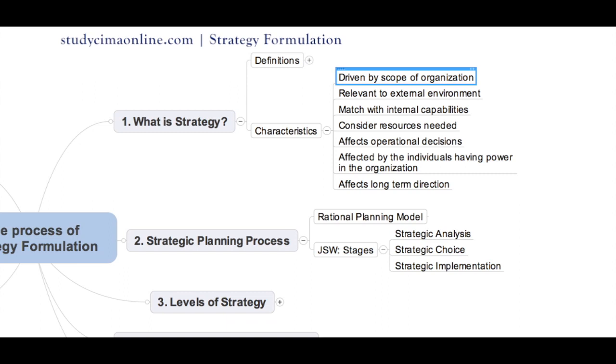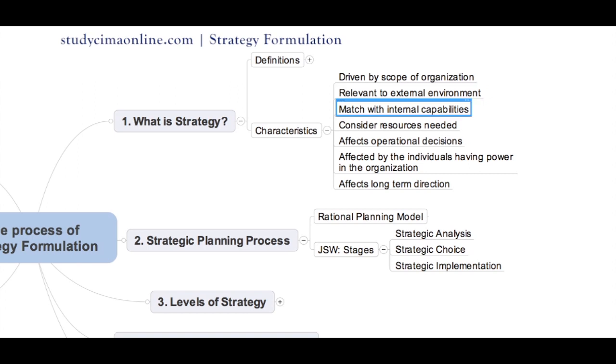Now let's take a look at what are the characteristics of strategies. Number 1. They are driven by the scope of the organization. Scope defines the boundaries with regards to geographical, market, product, or operations. So the strategy should be driven within the scope of the organization. Number 2. Relevant to external environment. As discussed above, according to the views of Johnson, Scholes, and Whittington, every strategy should relate to the external environment. Also, regarding resource configuration, the strategy should be considering the internal resources.